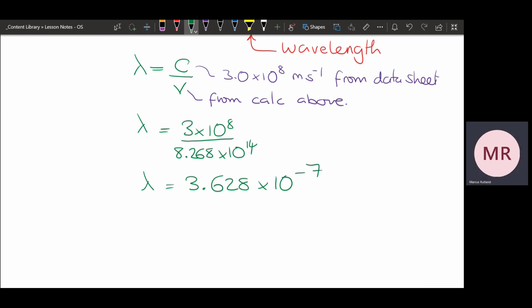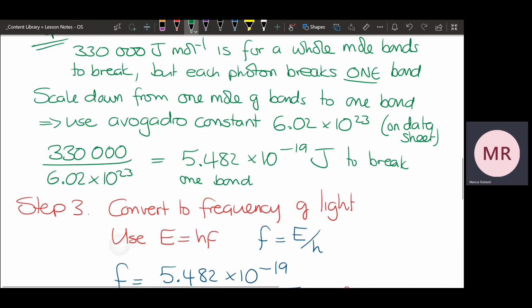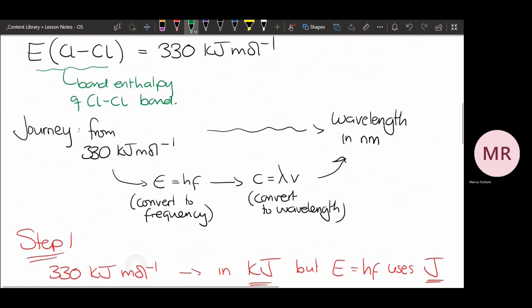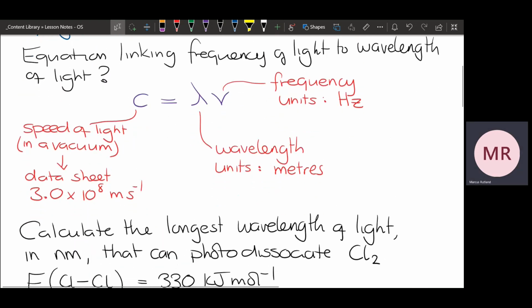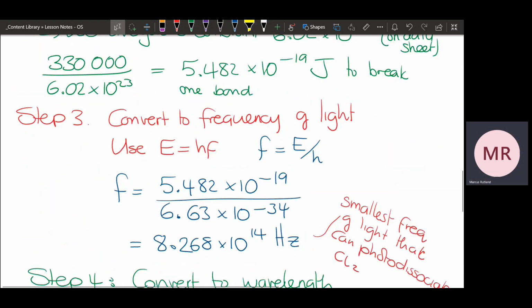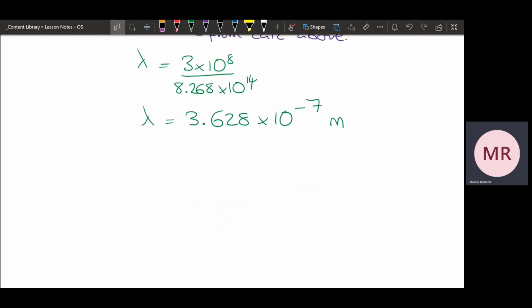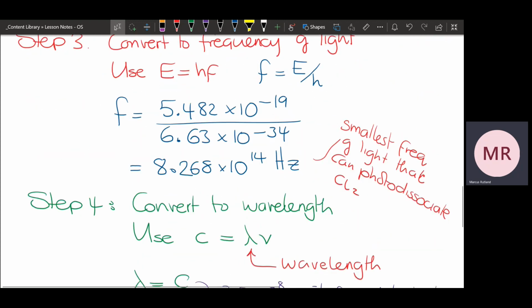Well, that's nice, but what is the unit? Remember, the c equals lambda v equation is a proper science equation which uses standard units. Wavelength is a distance. The standard unit of distance is meters. So this pops out as meters. Did I put that when I wrote the equation down? Wavelength in meters. Yeah, good. So that's there. So we now have a little bit of work.